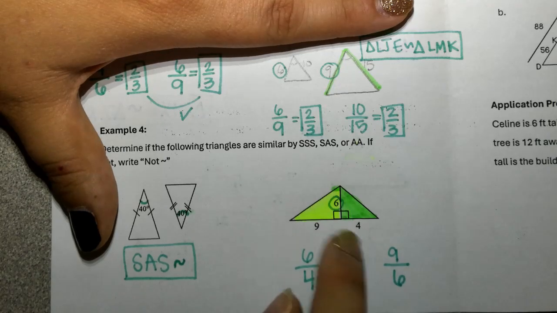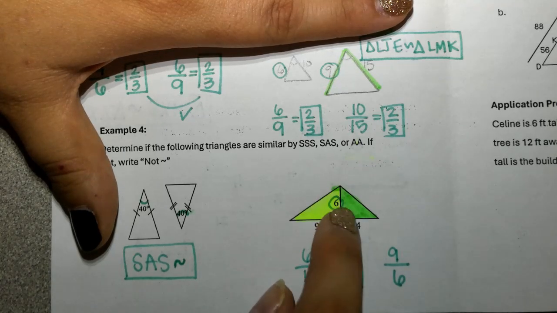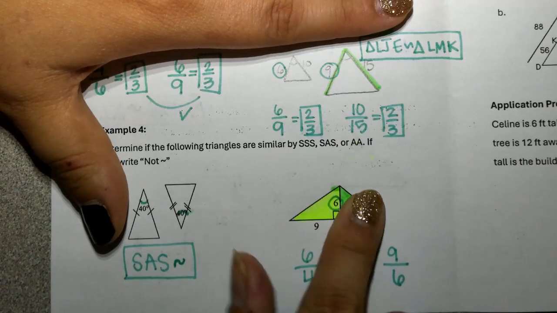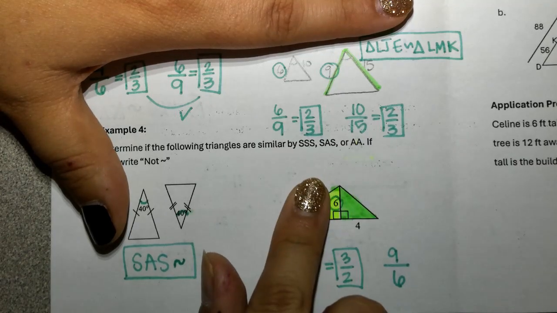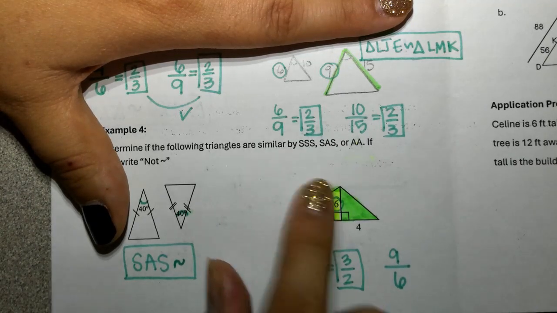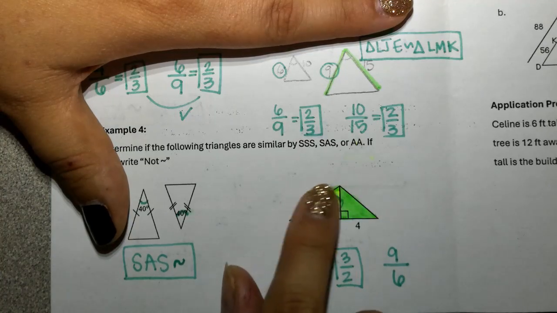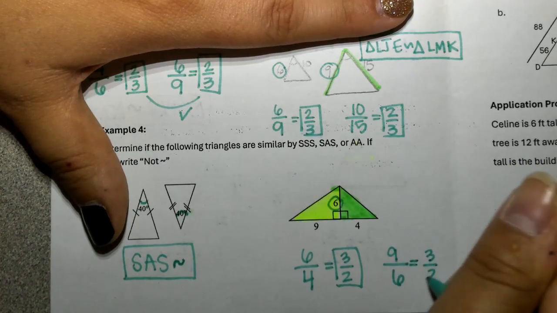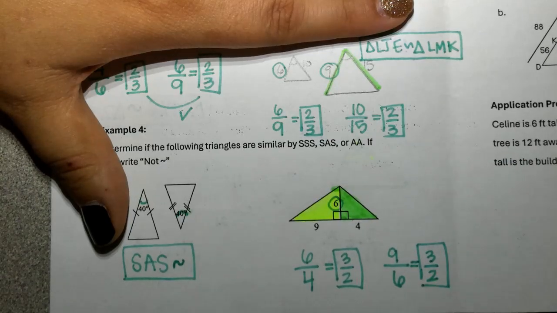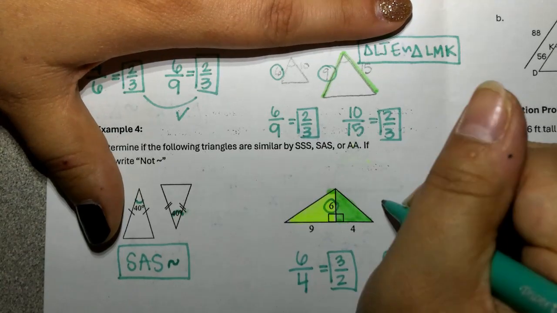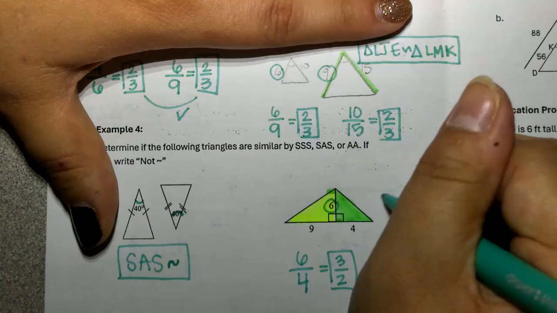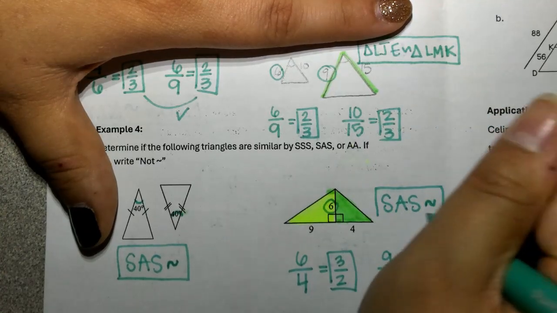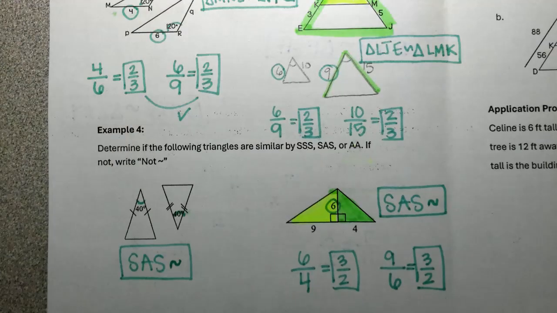A lot of people want to do 6 over 9 and 6 over 4. That's not right. You have to do the smallest, 6, with the smallest, 4. And the biggest, 9, with the biggest, 6. Do you get the same answer here? Yes. So what are these? Side, angle, side, similar. That one's a little bit tricky.